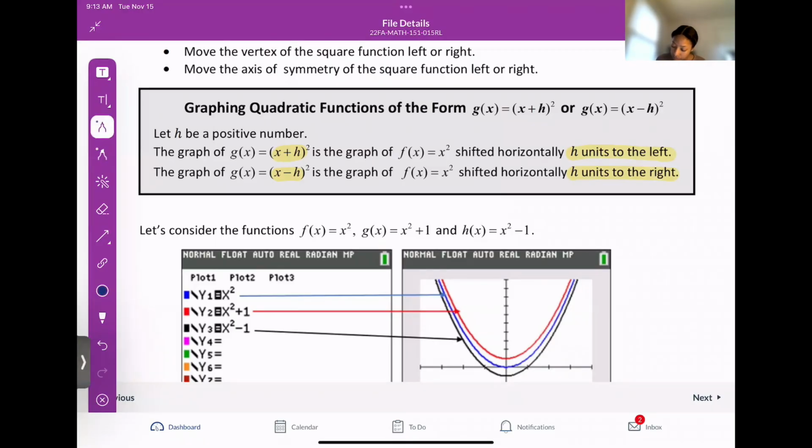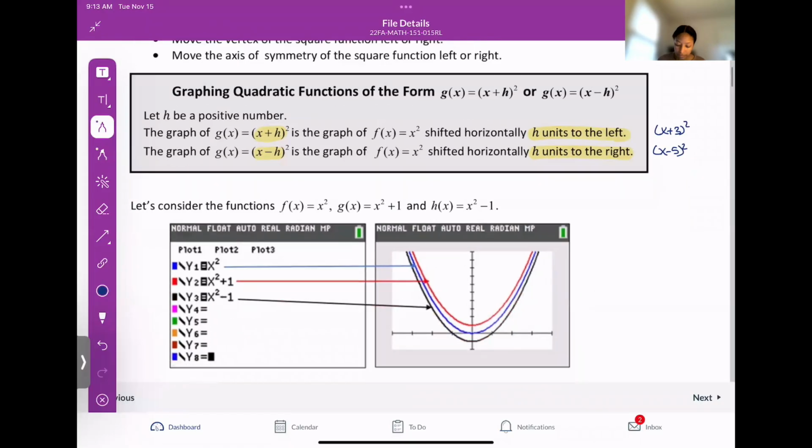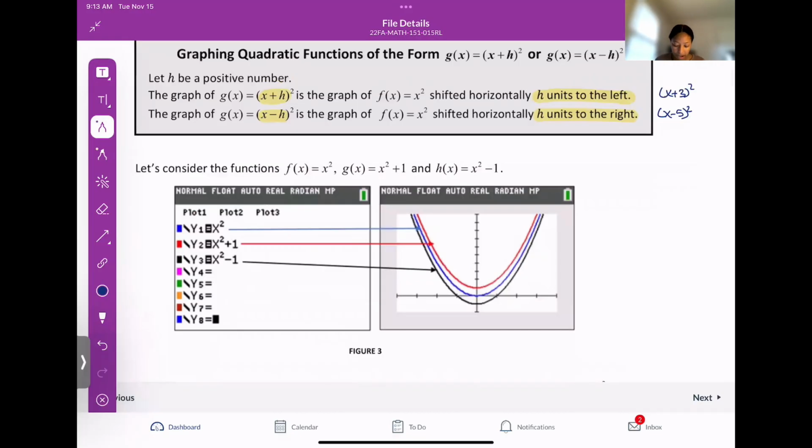An example of what this would look like. Instead of x squared, if we had x plus 3 squared, this would shift to the left 3 units. Or if we have x minus 5 squared, that would shift to the right 5 units.